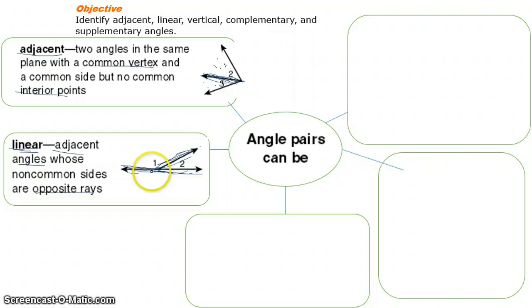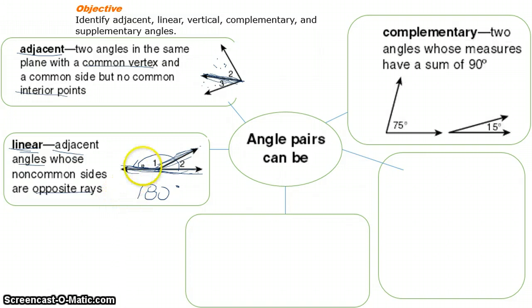And I want to remind you again, a linear pair, if I have angle 2 and I add that to angle 1, what would be the total angle measurement of our line? Remember that straight lines total 180 degrees. Let's look at our next one. Over here we have our special angle pairs. Those are our complementary angles. Complementary angles will be 2 angles whose measure has a sum of 90 degrees.